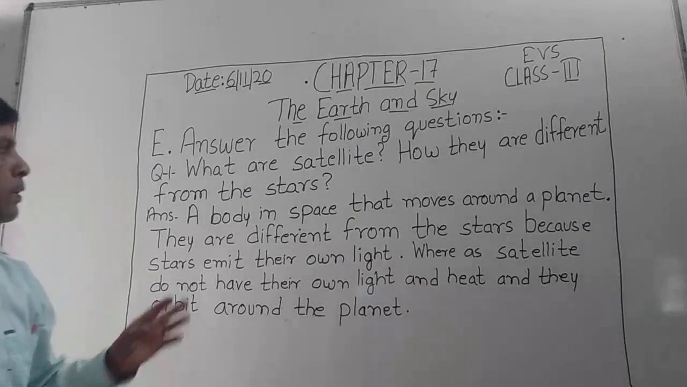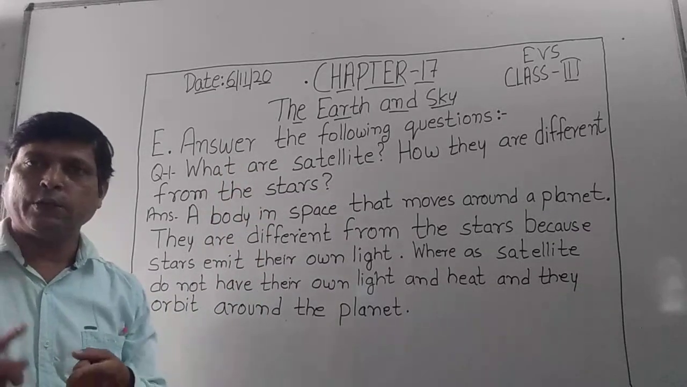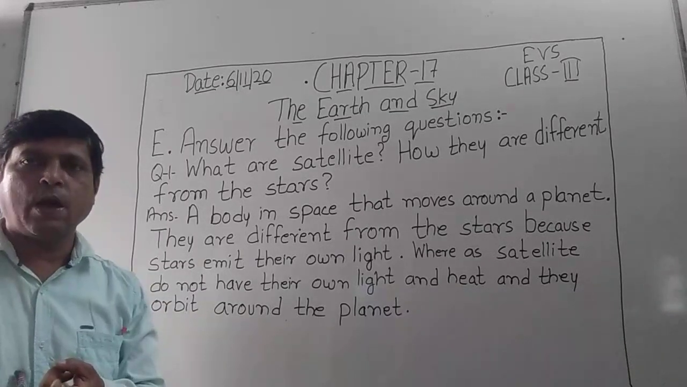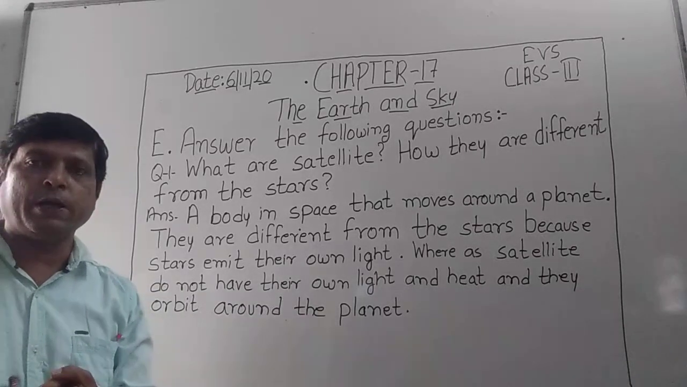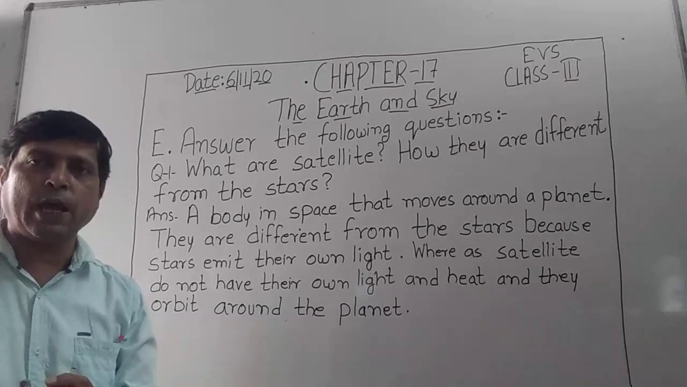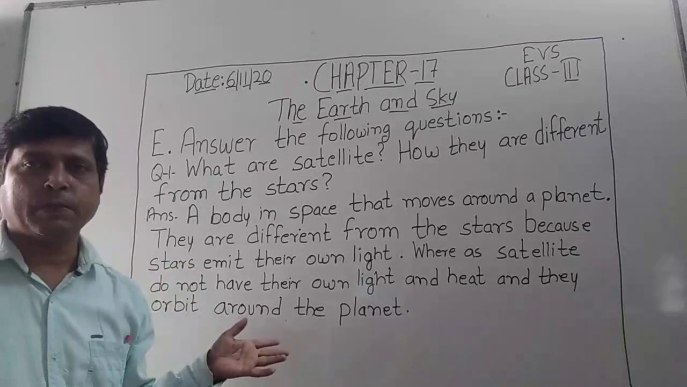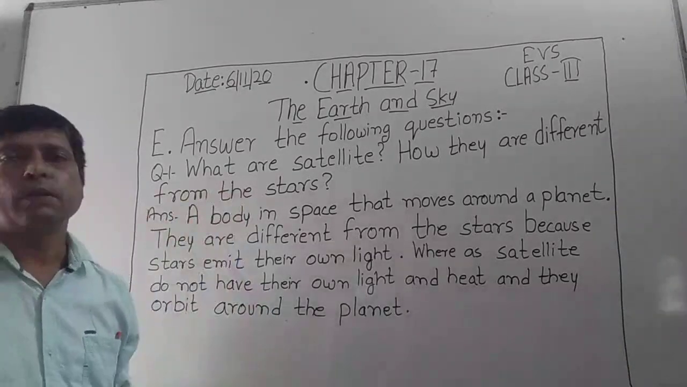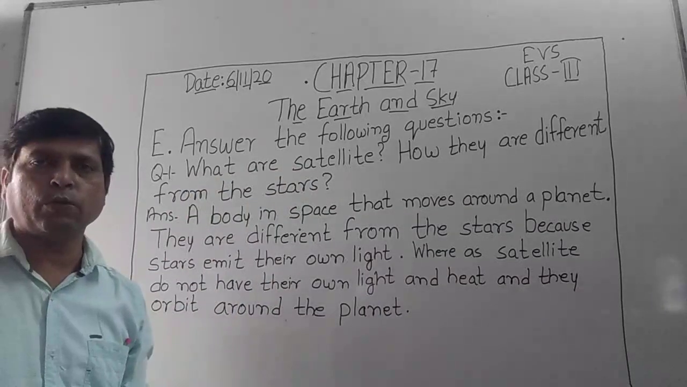So I hope the difference between satellite and star is clear to all of you. Satellites do not have their own light, and they move around the planet. Stars have their own light, and they are made of burning gases, so they produce their own heat and light. This is the difference between a star and satellite. Okay, so note down the answer.